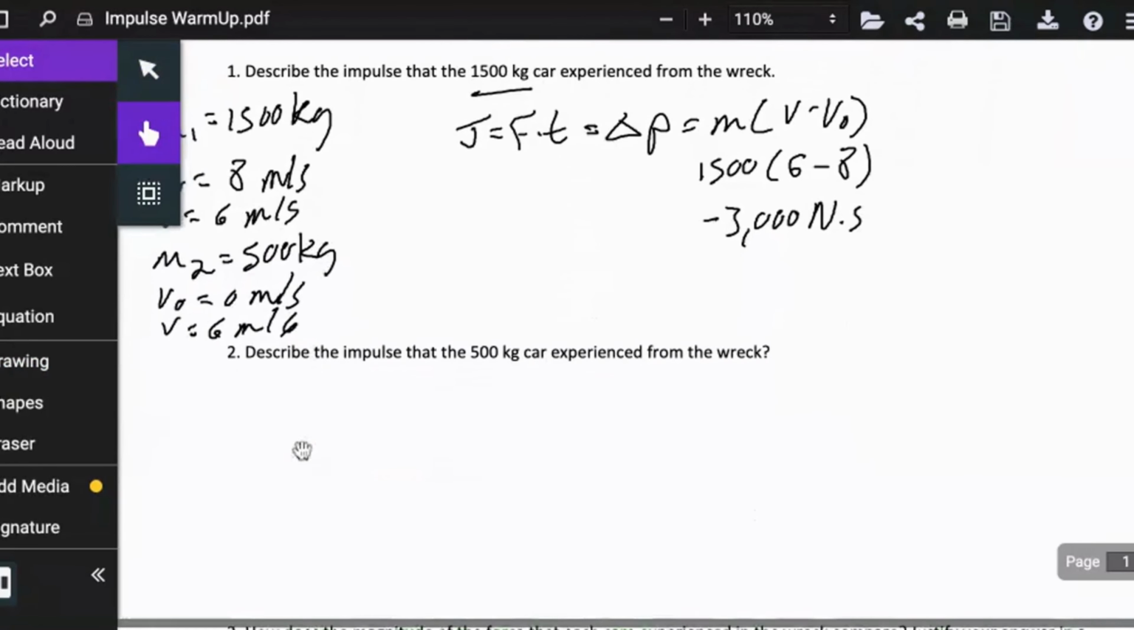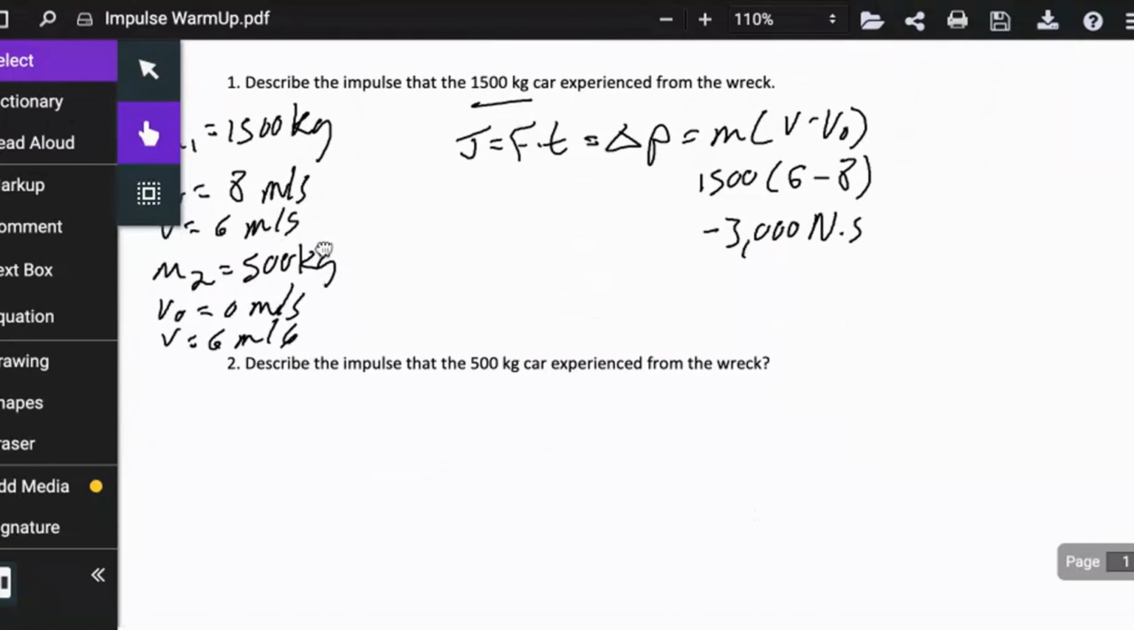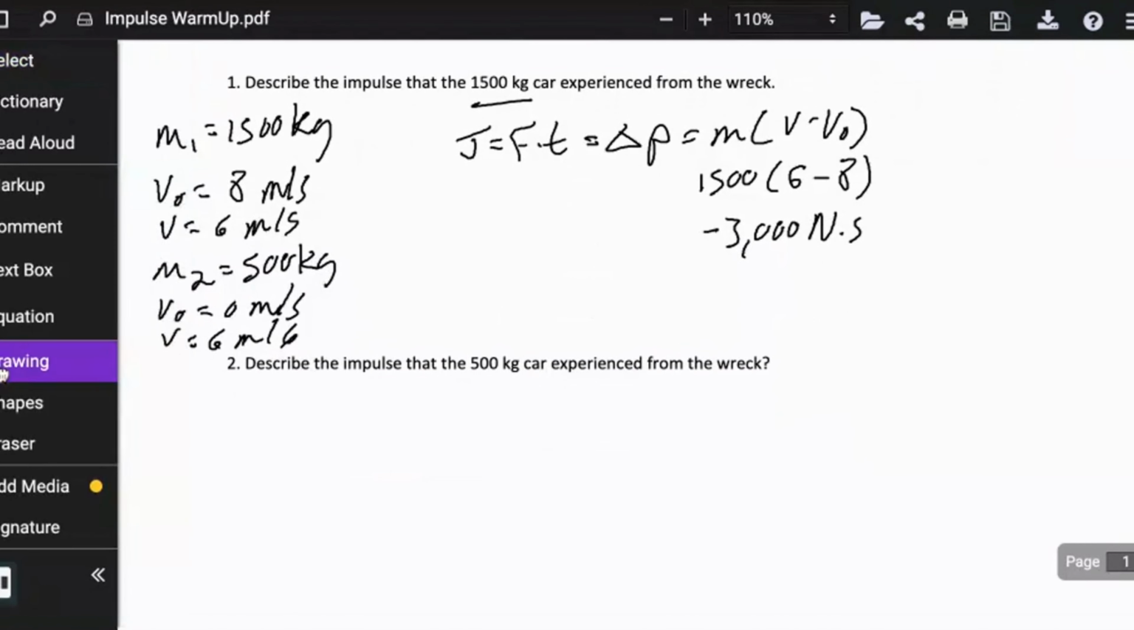Number 2 asks us to describe the impulse that the 500 kilogram car experienced from the wreck. We should remember that impulse is force times time, so they share the same force but in opposite directions. If the previous problem had -3,000, this one will be a +3,000.